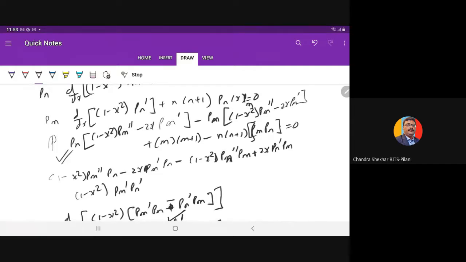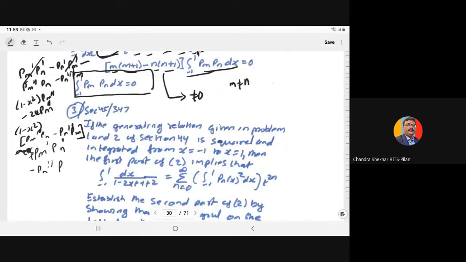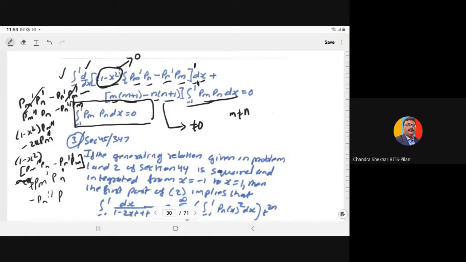Right? So that is the first part. You have to add or subtract the Pm dash and Pn dash terms, so that will come inside the d/dx. Integral, because of the presence of the 1 minus x square, from minus 1 to 1. What about this Pm dash? That may be non-zero, but this will always give you zero, since 1 minus x square is zero at x equal to 1 and x equal to minus 1.